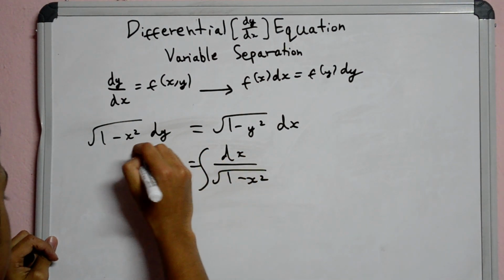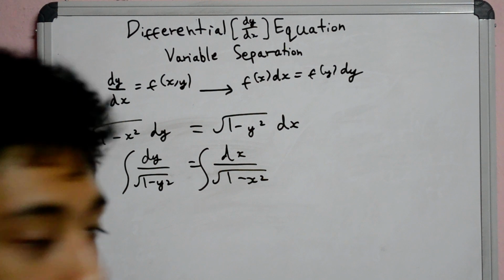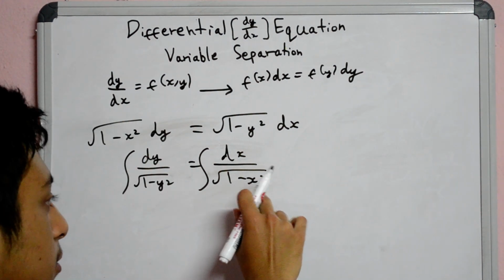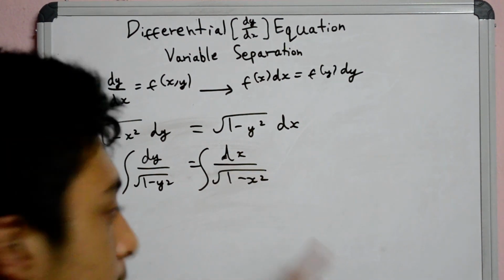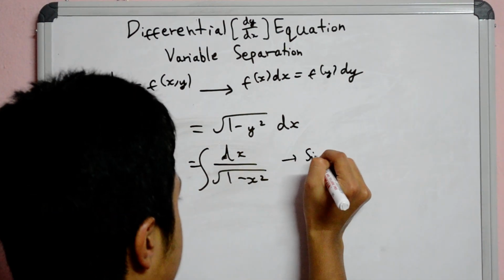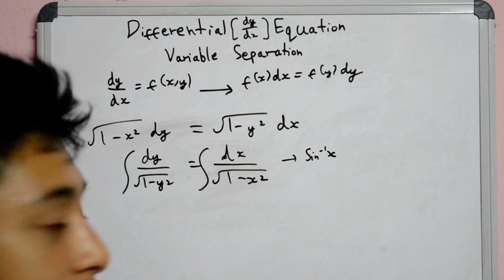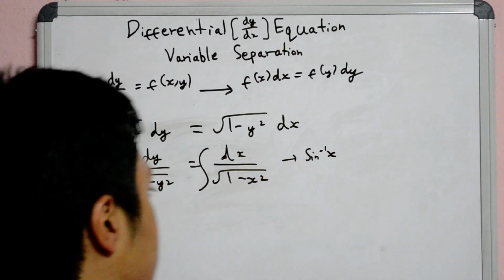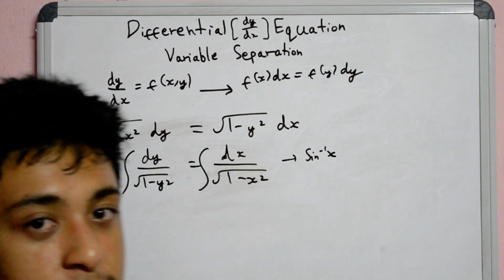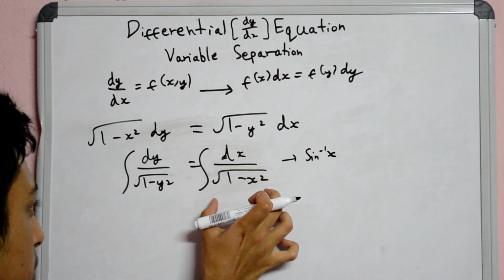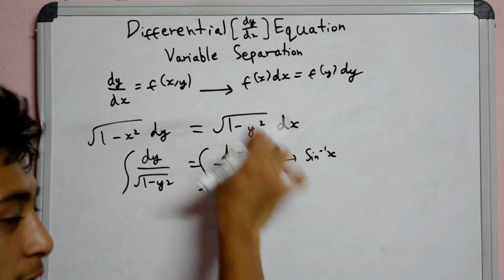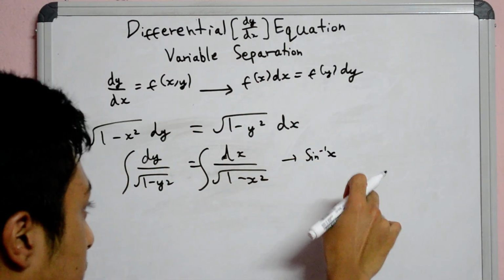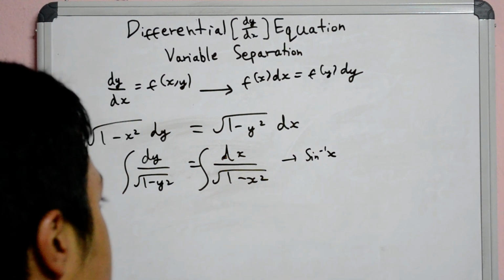Now we integrate both sides. So what is this? 1 by root 1 minus x square. Well, this is sine inverse x, because the derivative of sine inverse x gives us 1 by root 1 minus x square. You can prove it by putting x as sine theta, and then this will be cos theta, you will cancel out, you will get theta, and theta will be inverse, equals sine inverse x. So in the end you will just get sine inverse x.